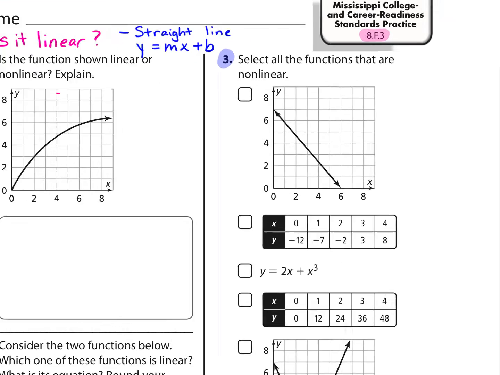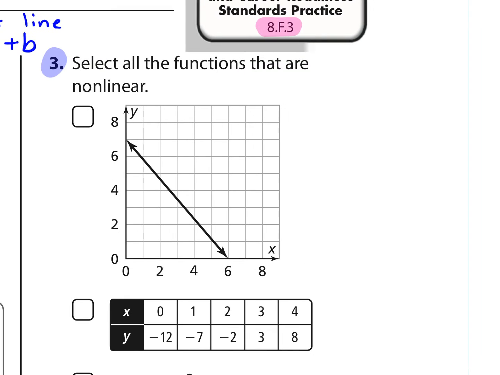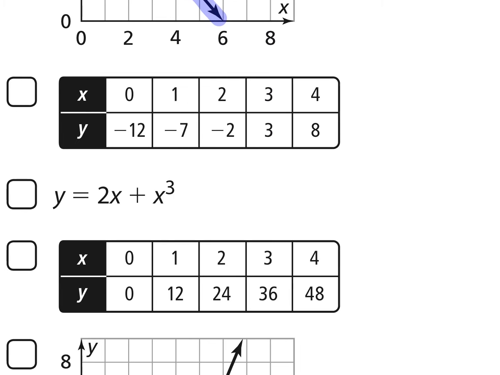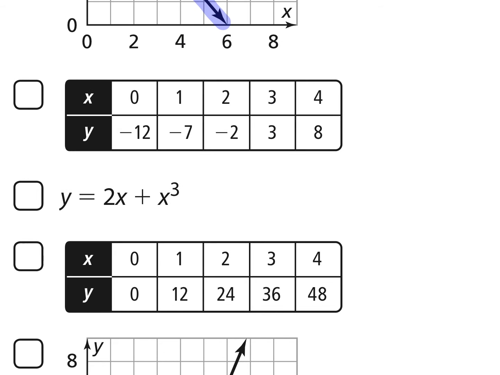Select all the functions that are nonlinear. Okay, so it means not a straight line. Well, this first one is a straight line. So this one is linear. Our second choice is a graph. Well, if it's linear, we're going to have a constant rate of change. So let's go ahead and find the slope and see if it's the same throughout, where the change of y divided by the change of x is the same.